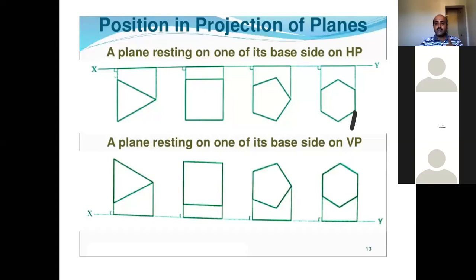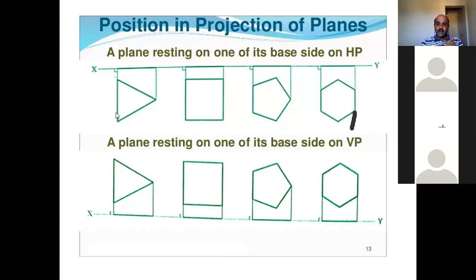This is very important from the projection point of view, because if you make a mistake in the initial position, you are going to lose 25 marks. You won't get even a single mark for making a mistake in the initial position. So please be careful while you are drawing. The initial position plays a vital role.